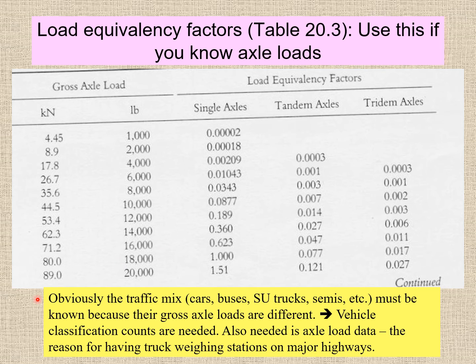Obviously, the traffic mix, cars, buses, single unit trucks, semis, etc., must be known because their gross axle loads are different. Vehicle classification counts are needed. Also needed is the axle load data. That is the reason for having truck weighing stations on major highways. I'm sure you have seen the truck weighing stations on the motorways. The truck weighing station is meant to record the axle load data of the different trucks.